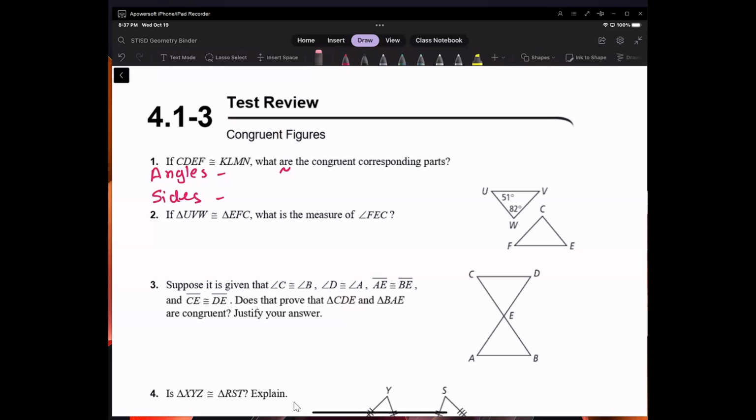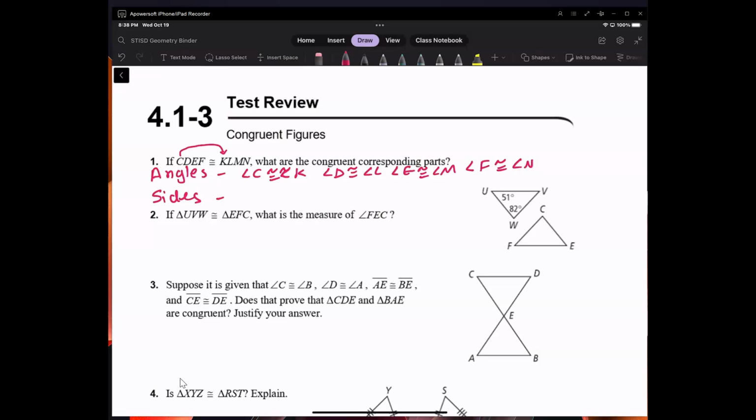So we have angle C is congruent to angle K. And it's helpful to use the statement. You see how C corresponds with K. We also have angle D is congruent to angle L. Angle E is congruent to angle M. And we have angle F is congruent to angle N.